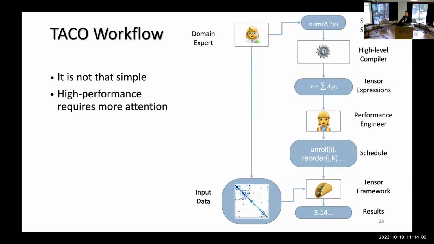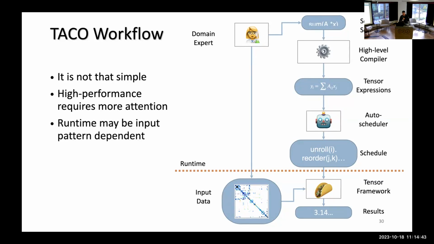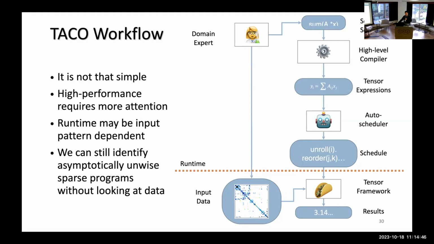But the problem is that if we want to embed Taco into scientific libraries like SciPy or NumPy, it's very hard to understand the pipeline. So engineers find it very hard to optimize those kernels. So what we want is to replace this engineering effort with an auto-scheduler. This auto-scheduler doesn't consider input data, as I mentioned, and we just consider asymptotic time complexity. I'm going to show you.